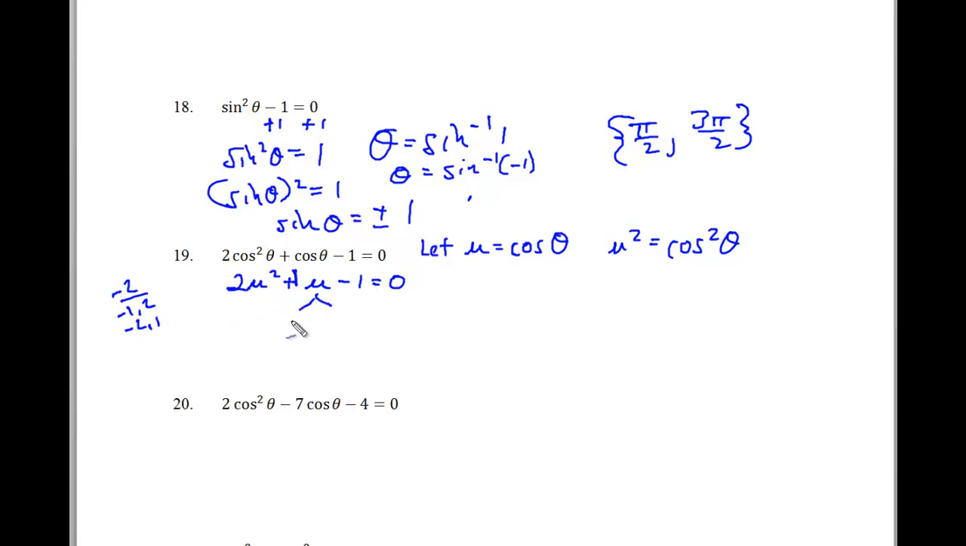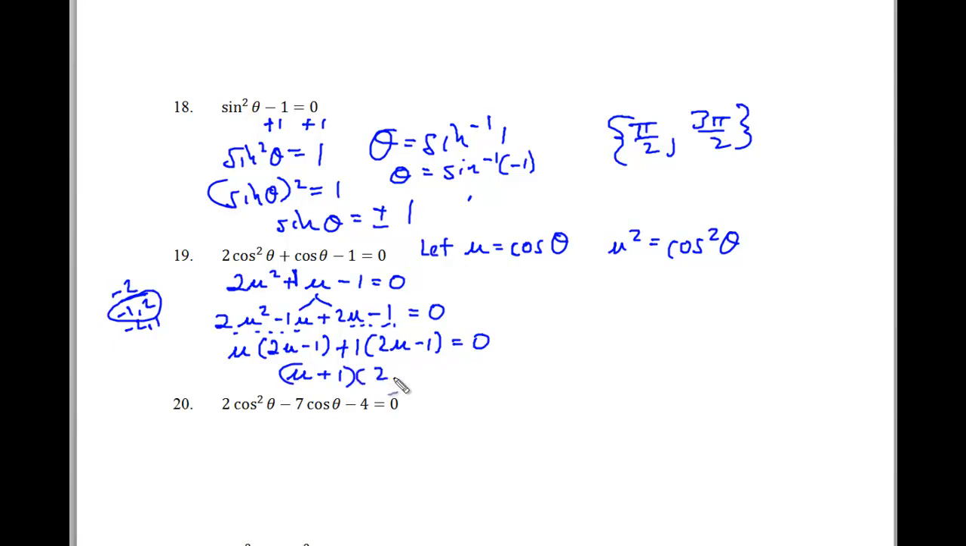So I'm going to split this up into negative 1u plus 2u. I'm taking this combo and putting it here, because I'm going to get a 4-term problem, and we're going to factor by grouping. We take the first 2 terms and factor out a common term. In this case, it would be a u. So this is going to be 2u minus 1. And we're going to take our next 2 terms and factor out a common term, which is 1. So this leaves me with 2u minus 1 equals 0. So now I have u plus 1 and 2u minus 1.